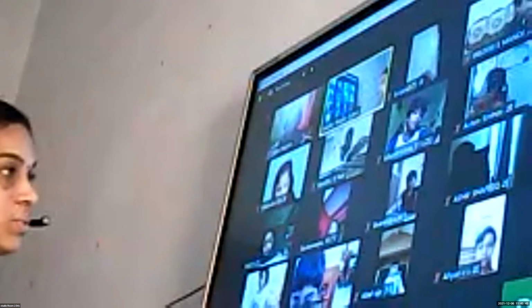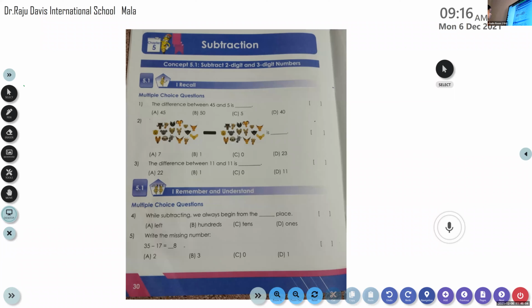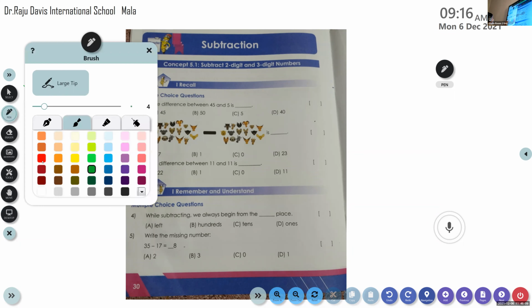So today we are going to do our workbook exercises. Please take your workbook, page number 30. Ready? Take your pencil. Okay, let me share the screen. This is our page number 30. So all of you read the first question.